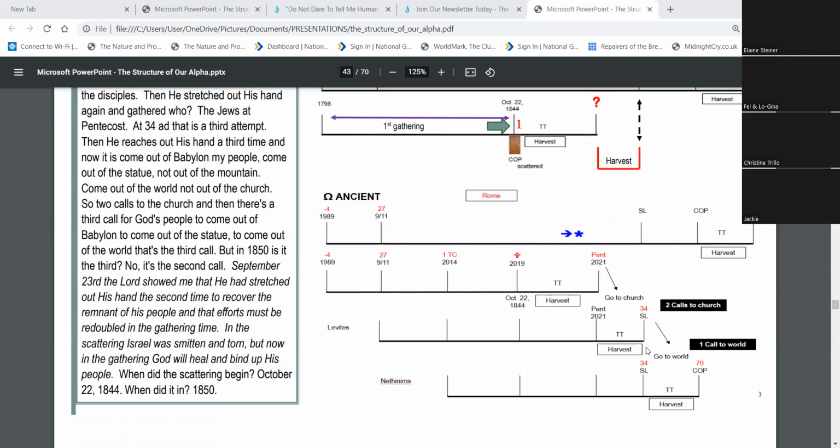September 23rd, the Lord showed me that he had stretched out his hand the second time to recover the remnant of his people, and that efforts must be redoubled in the gathering time. In the scattering, Israel was smitten and torn, but now in the gathering, God will heal and bind up his people. When did the scattering begin? October 22nd, 1844. When did it end? 1850.